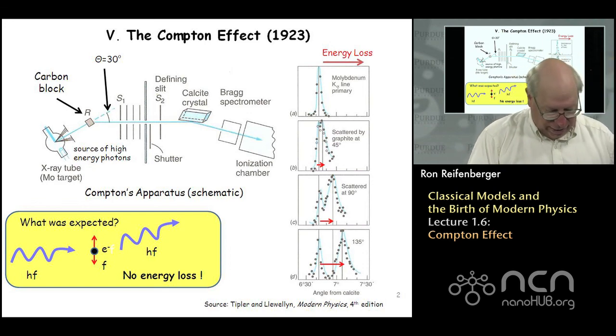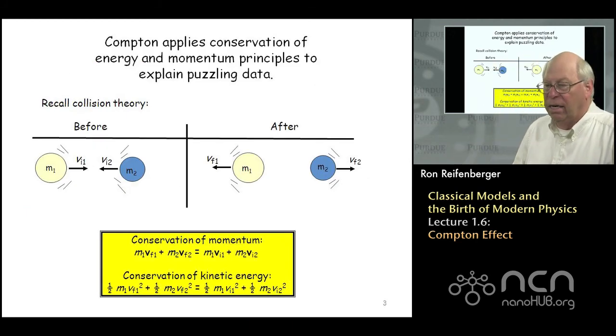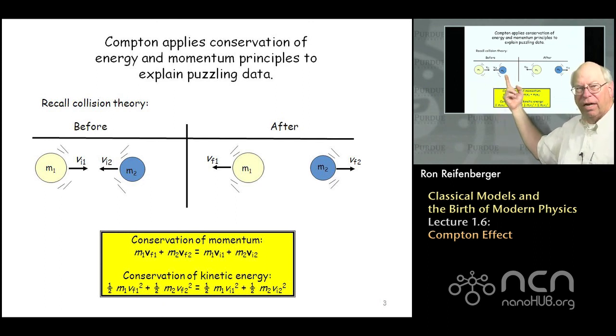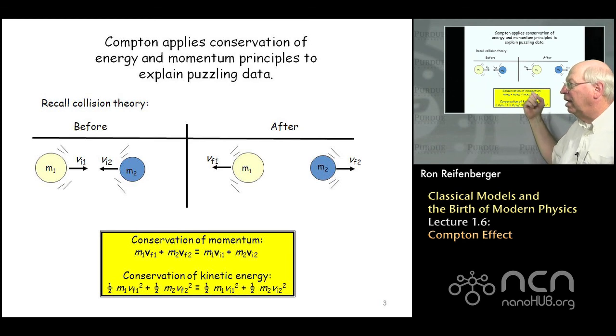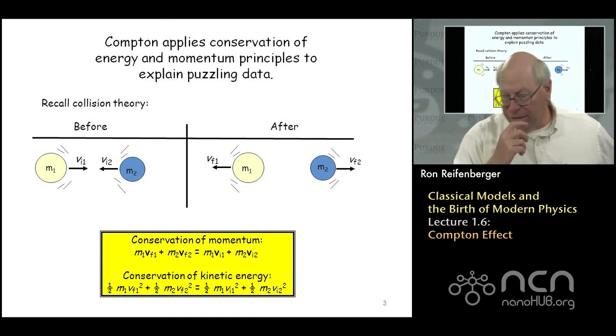So what's going on? What Compton did was he analyzed his experimental data by applying energy and momentum principles to explain the data. He took the results that were well known from collision theory, where you've got an object of mass m1 colliding with an object of mass m2. If you know the initial velocities, then you can predict the final velocities and the final directions just based on conservation of momentum and conservation of energy. So these were the two conservation principles that he used to explain his data.